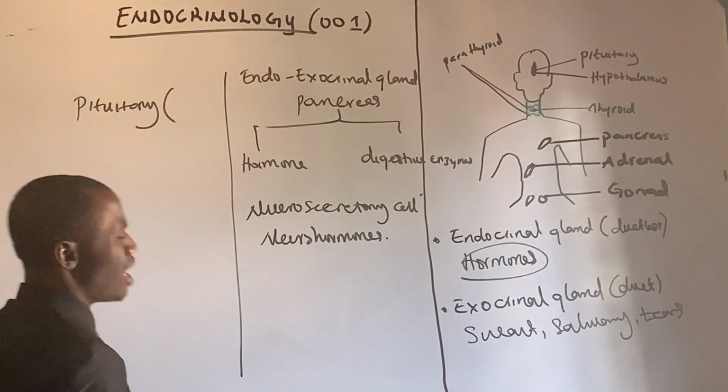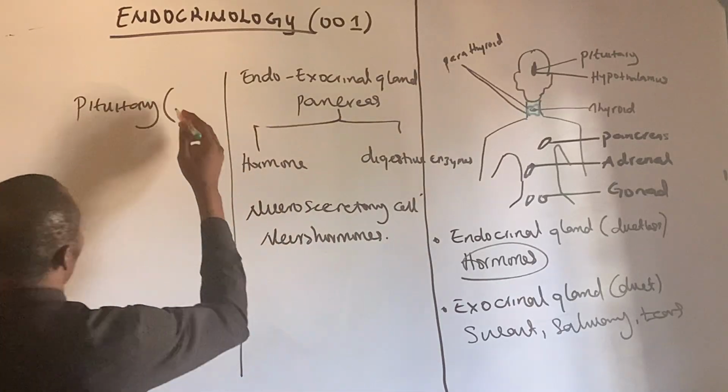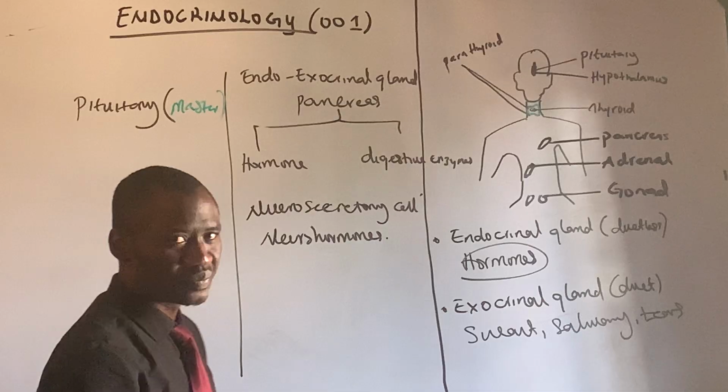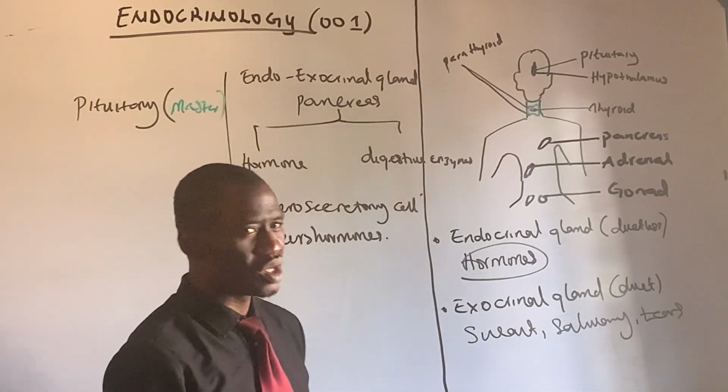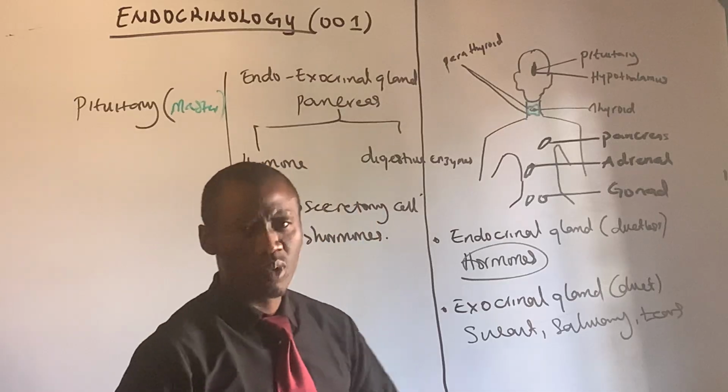The pituitary gland is also called the master gland. So this is called the master gland. But wait a little. Why is it called the master gland? Because it controls other glands, other hormonal glands.